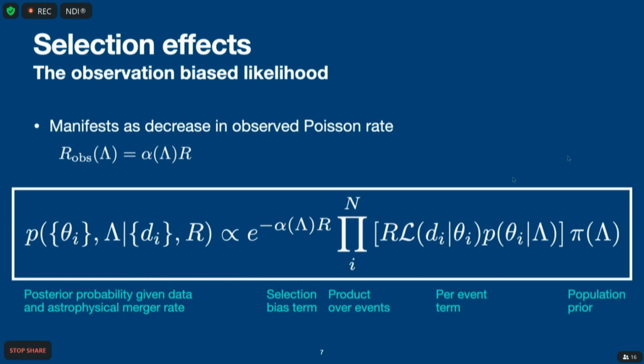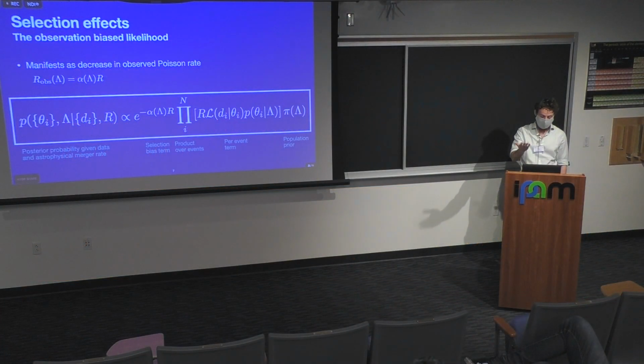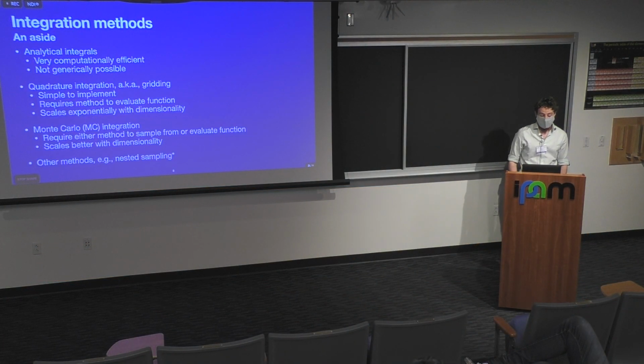So we have our posterior probability given data and astrophysical merger rate. It depends on some selection bias term, and then we product over all events. We have some per event term that depends on the data, the single event parameters of that event, and the population level parameters, and finally some population prior. So great, this is the posterior. We just want to know what this is, easy.